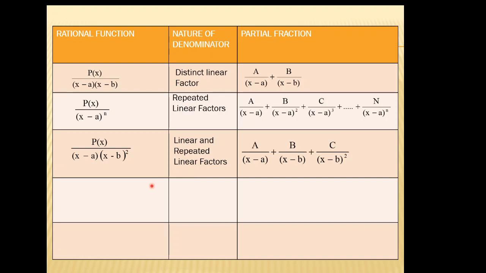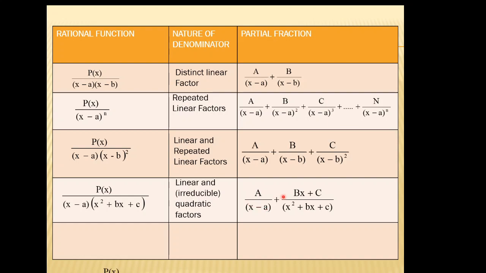The next case is that we may have linear as well as quadratic terms. Here the quadratic terms must be irreducible. Irreducible quadratic terms are those quadratic terms which cannot be factorized into linear factors with real roots. That is called an irreducible quadratic factor. For an irreducible quadratic factor, we write the partial fraction with Ax plus B in the numerator. So the partial fractions will be A upon x minus a plus (Bx plus C) upon (x square plus bx plus c).